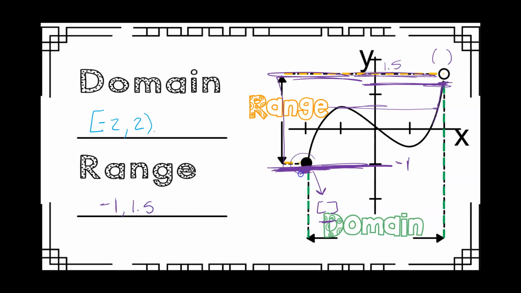Now, right here, my -1 is a closed dot, so that's a bracket. My 1.5 is an open dot, so that is a parentheses. And that is your domain and range for this function.